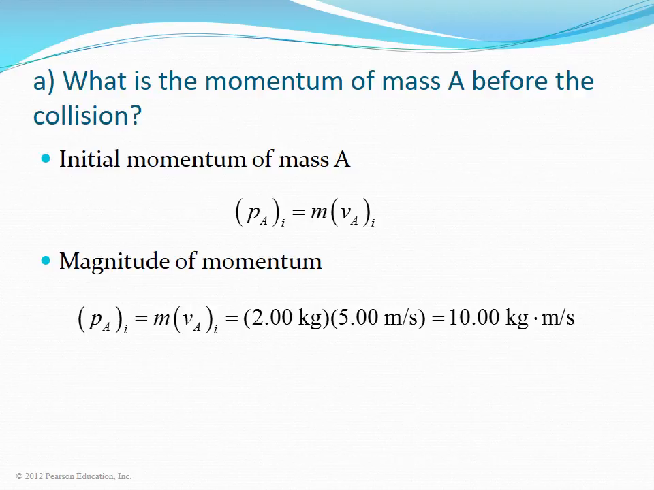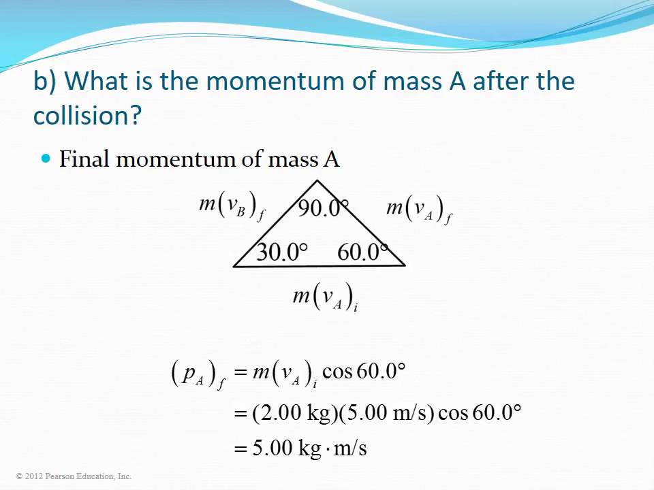By using the definition of momentum, the magnitude of the momentum of mass A is 10.0 kilograms meters per second. Looking at the right triangle, we may use our understanding of right triangles to solve this problem. The hypotenuse is the side opposite the 90-degree angle, and it is equal to the initial momentum of mass A. The final momentum of mass A is the side adjacent to the 60-degree angle, and is equal to the initial momentum of mass A, the hypotenuse, times the cosine of 60 degrees.